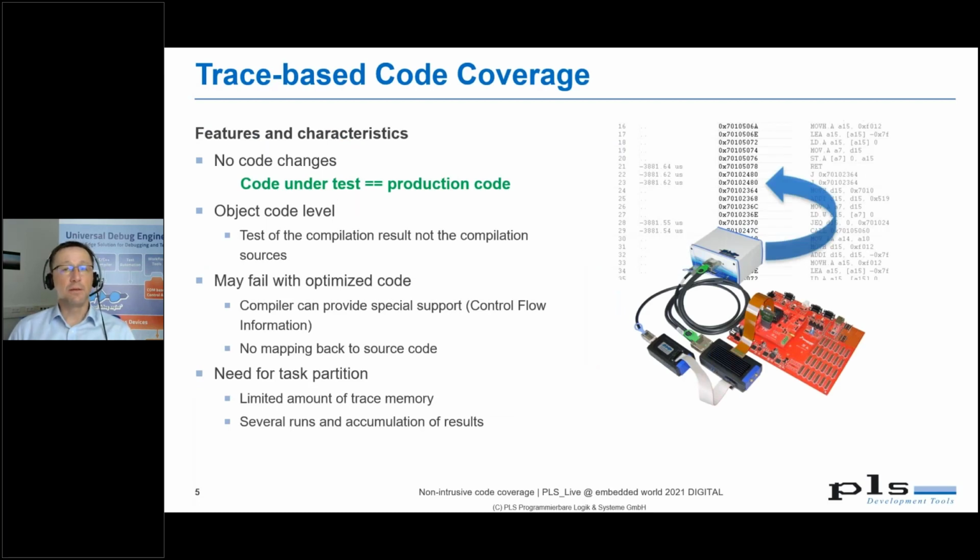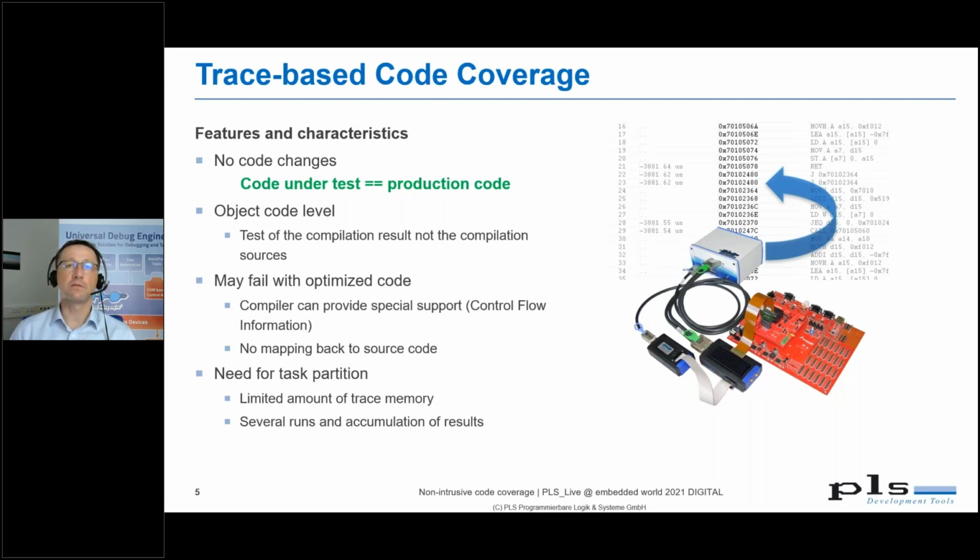Before I show you the demo, let me summarize the setup. So first, with trace-based code coverage, you can test on the real hardware. This is an important point. The code coverage based on trace is at object code level. We will see later how this works. And for highly optimized code, we need some support by the compilers to get important control flow information.